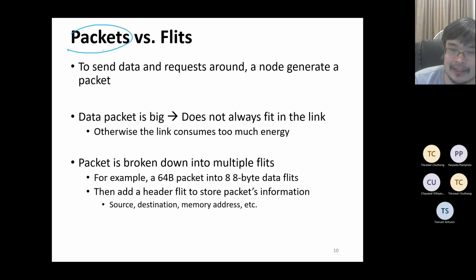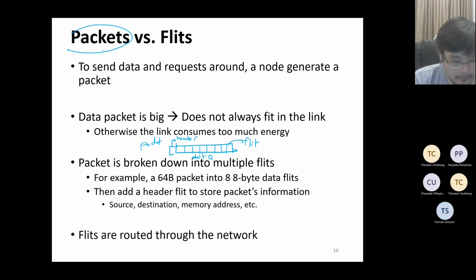Basically, now your data is going to look like this. So this is your packet, right? You would have some header, and you have the data in here. And then you would break the data down into flits, right? So each one of these boxes is a flit. When you send things over, you send first the header, followed by the first piece of data, second piece of data, third piece of data, and so on until everything arrives at the destination. So when you route things through the network, you route flits, not packets.